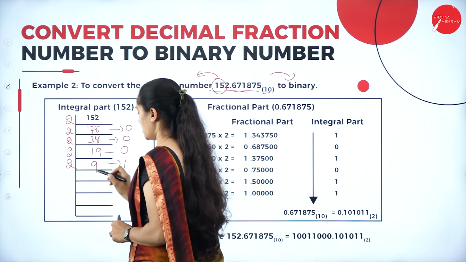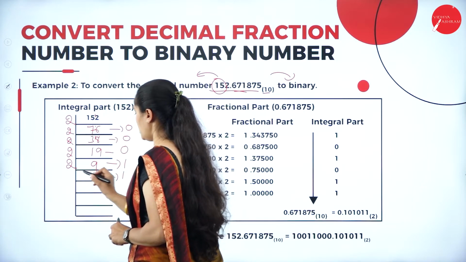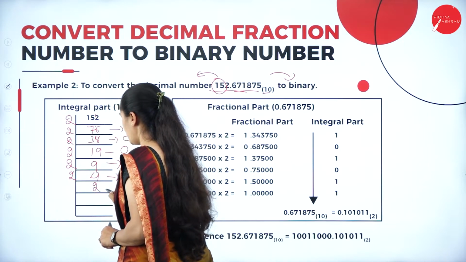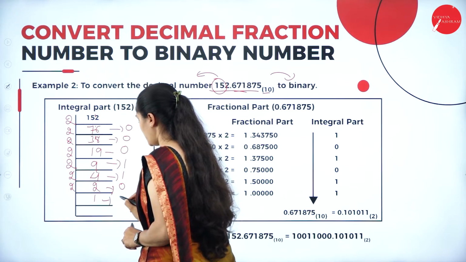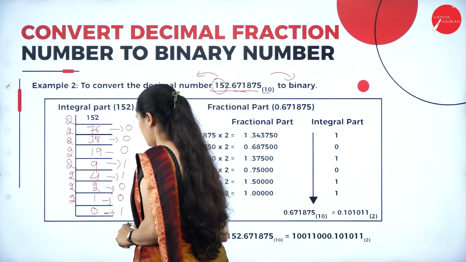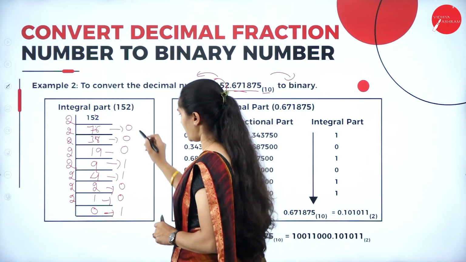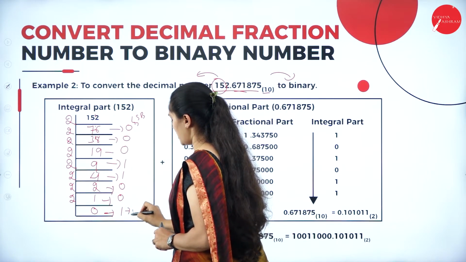Then 2 4s are 8, the remainder will be 1. Then 2 2s are 4, the remainder is 0. Then 2 1s are 2, the remainder will be 0. And 2 0s are 0, the remainder will be 1. This is the most significant bit. The last one is the LSB, the least significant bit.